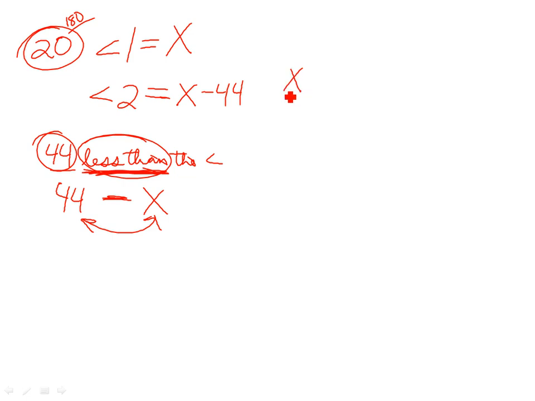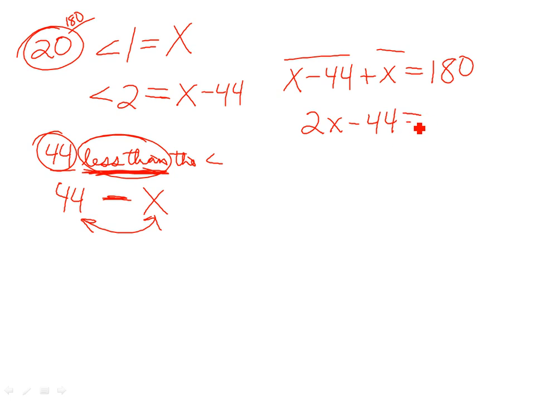X minus 44 plus. Just remember, you've got to have two angles, right? That's one of your angles, that's the other angle. Those two angles together should add up to 180. Now plus 44. Combine like terms, we get 2x plus 44.